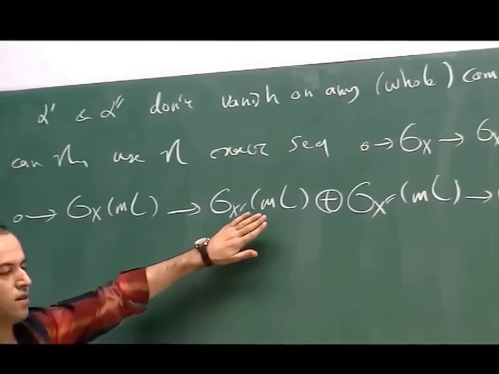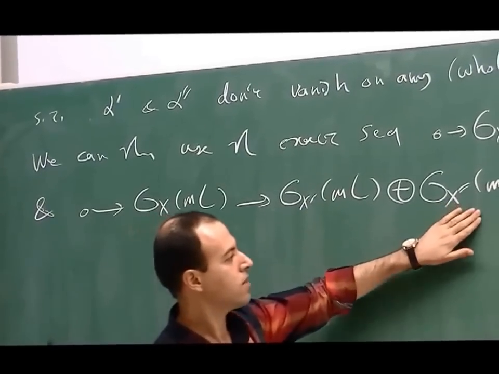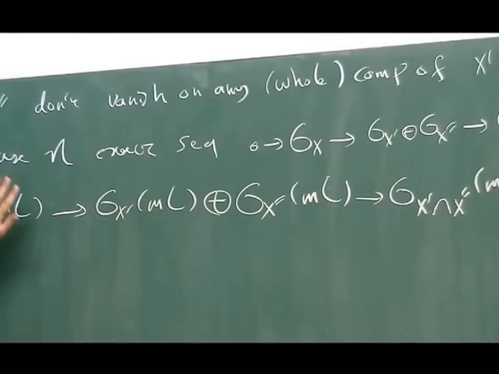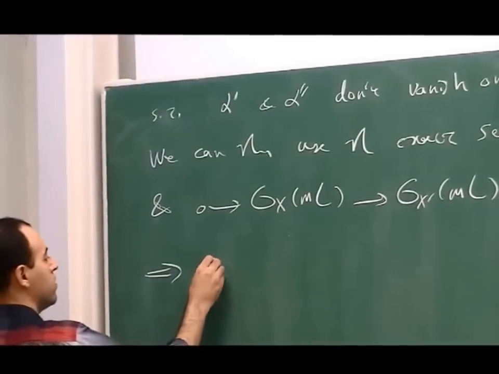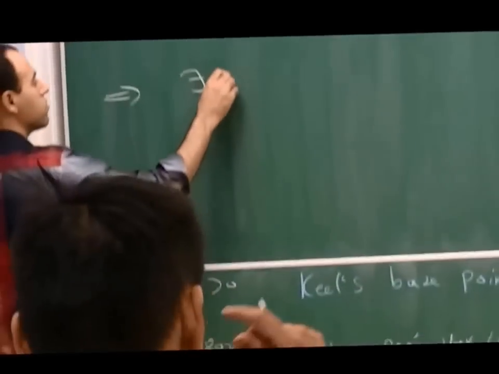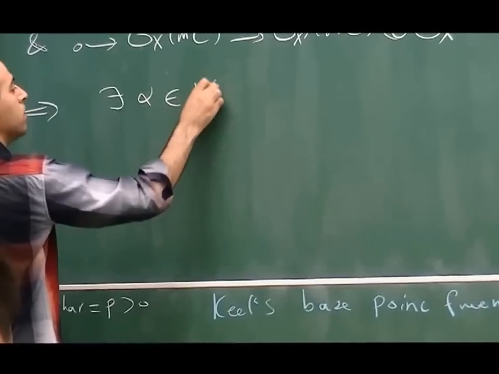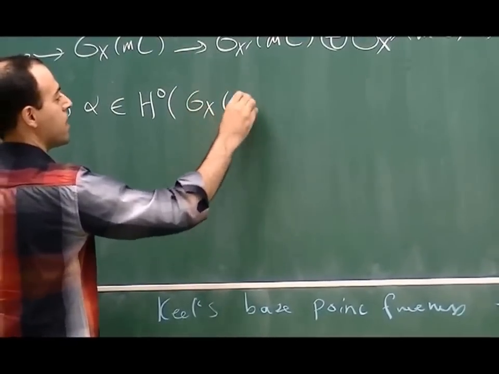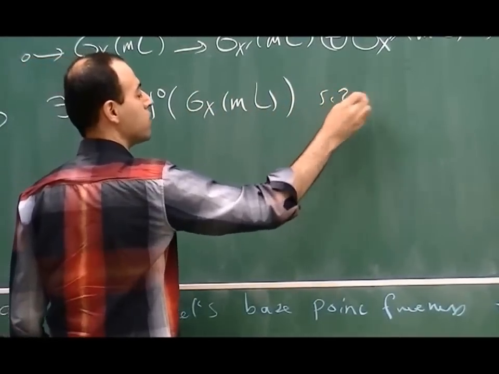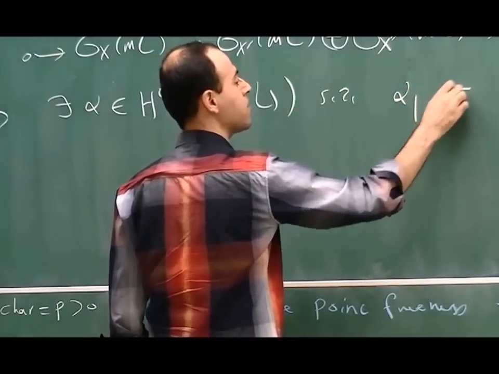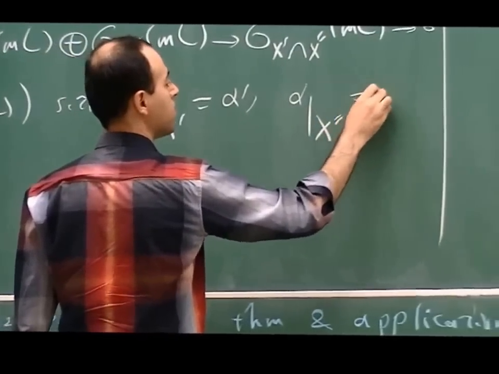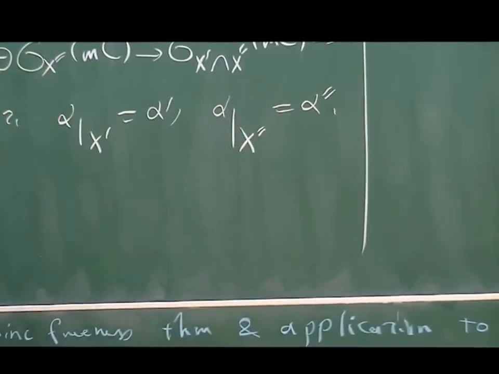So I already know I have a section here, I know one section there, I also have the restriction to the same thing, then it will give you a section on X. Therefore, we can glue this together. There is one section of 4x ML such that if I restrict to x prime, I just get alpha prime. If I restrict to x double prime, I get alpha double prime.